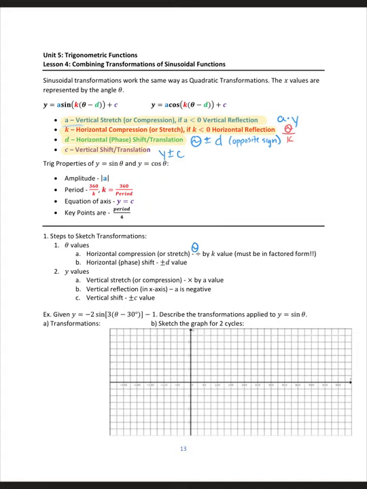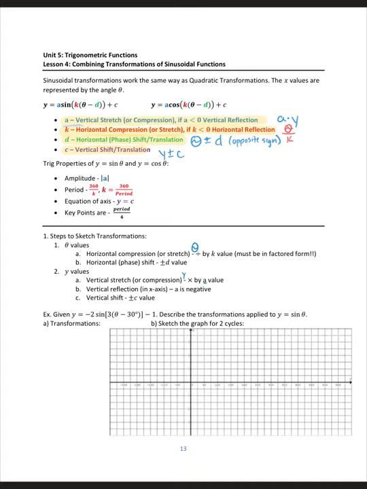And then our thetas will also be affected by our horizontal phase shift, plus or minus that d value. And then our y values will be affected. It'll be a vertical stretch where we multiply by our a value, so it's our y times our a value. And then there's a vertical reflection if a is negative. And then finally, a vertical shift up or down by c.